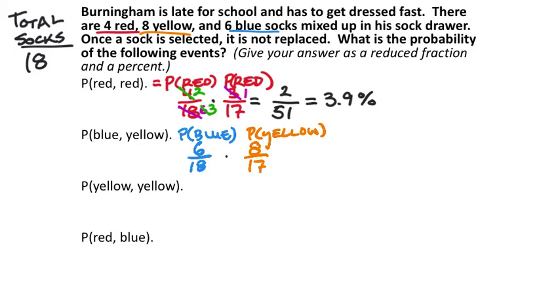Looking at this one, 6 and 18 can be simplified. They're both divisible by 6, which would make that 1/3. And I don't see that that can be simplified any further. So in the numerator, 1 times 8, which is 8. In the denominator, 3 times 17, still 51. So now it's 8/51. Let's put this in the calculator, and I get 0.156862745. Rounding that to the nearest tenth of a percent, that's 15.7%.